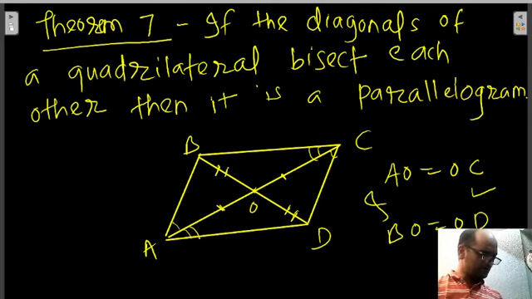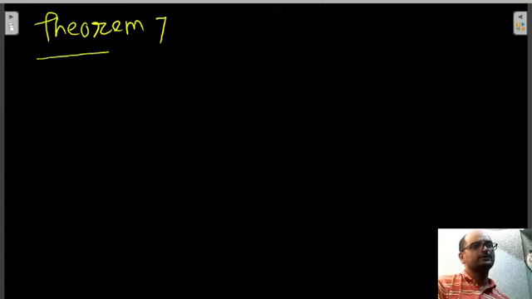Okay. This is all about the theorems. Now what will we do? One more theorem is remaining. We will see that also. Theorem number 7 is over. It is theorem 8 now.